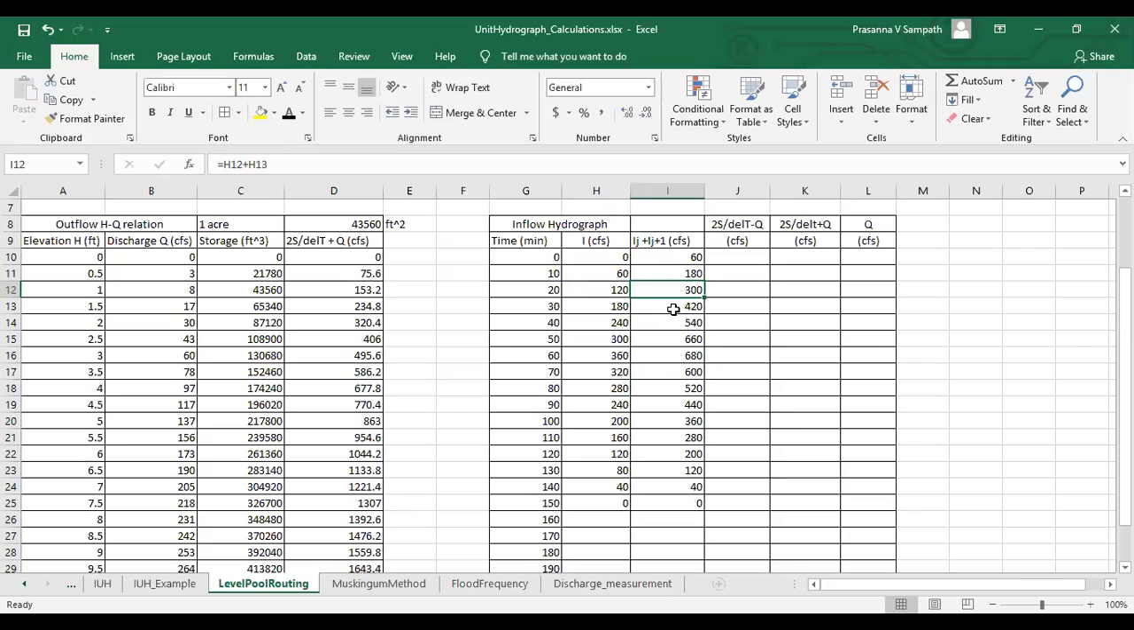Now we'll come to the next cell. What is the next cell? 2S by delta t minus Q. This number has got to be calculated at which time interval? I realize that there may be some confusion, so let me quickly try something.